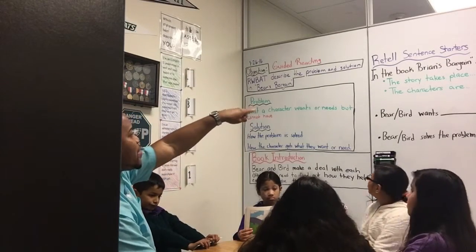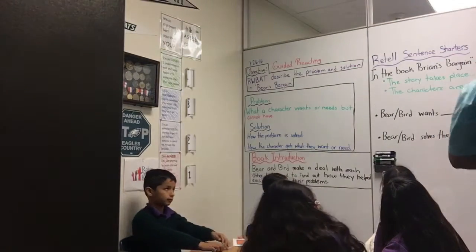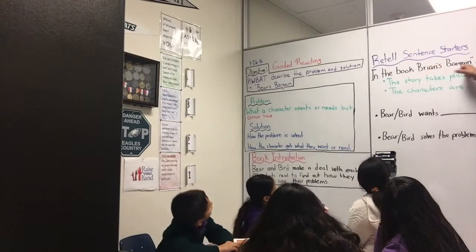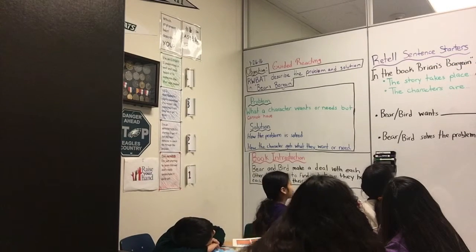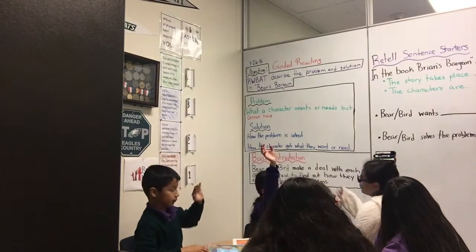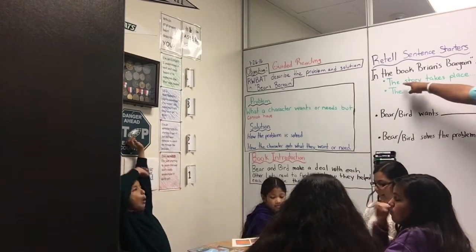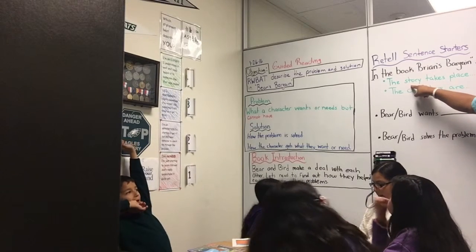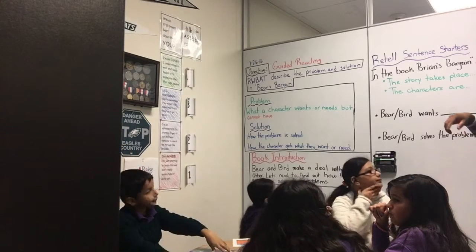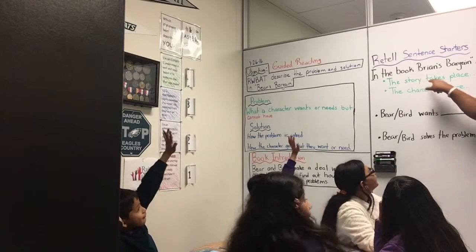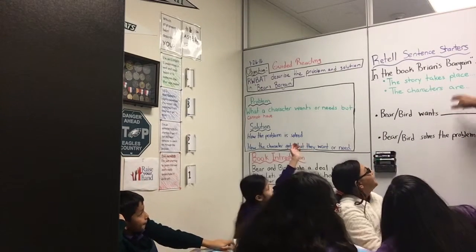So let's take a look at our retell sentence starters. In the book Bear's Bargain, the story takes place where? Who wants to tell me? Yes. His house? Okay, say it louder. Make sure that you're using a sentence frame, please. The story takes place in his house. Okay, the story takes place in his house. Whose house? Yes, the bear's house, exactly.